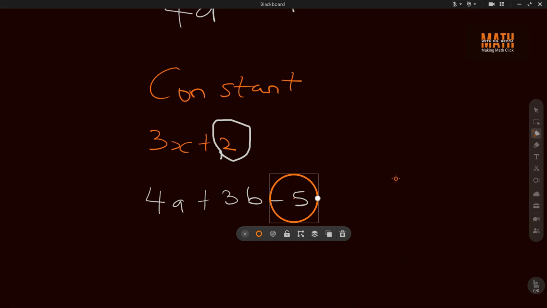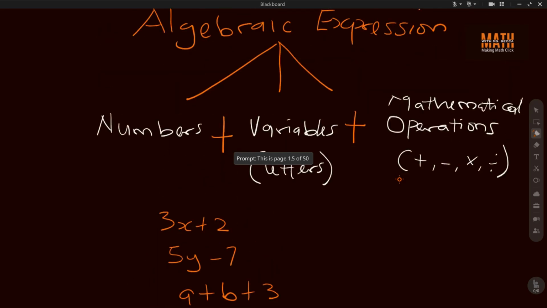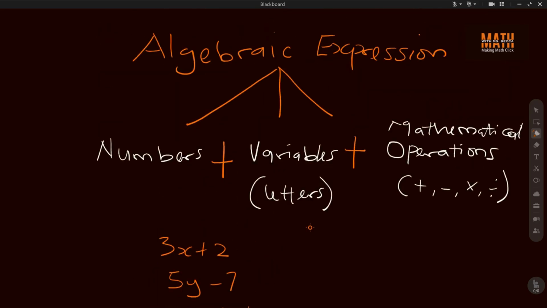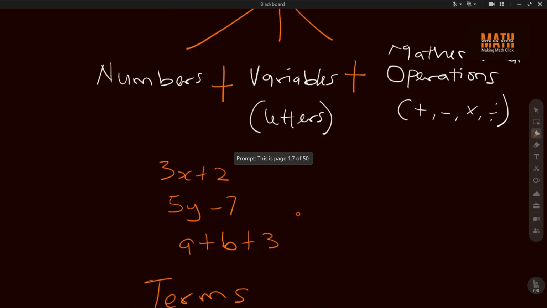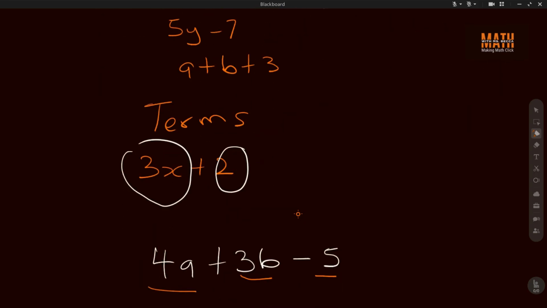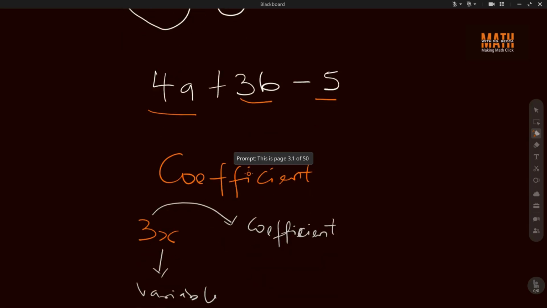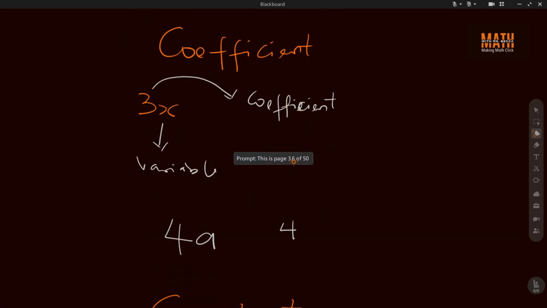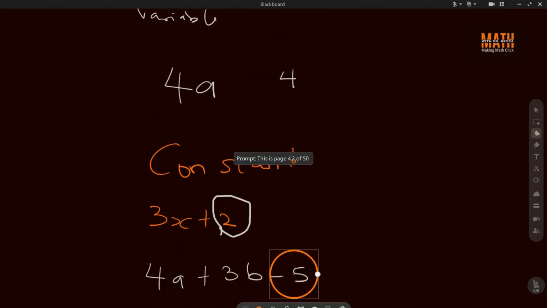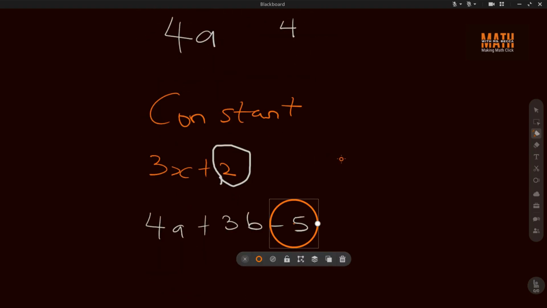Now let's do a quick recap before we move on. We've talked about the algebraic expression. It is a combination of numbers, variables, and mathematical operations. Terms are separated by an operation, either plus or minus. So 3x is a term here, 2 is also another term. Coefficients are the numbers that are multiplied to the variable, that is the letter. And constants are the numbers that stand alone. They are not attached to any variable.